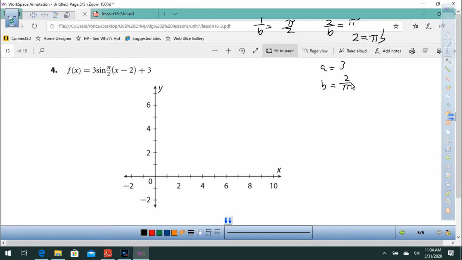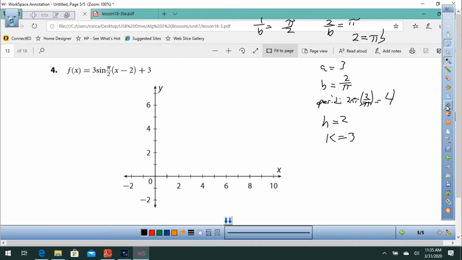Well, that ought to be interesting, because our period, remember our period is 2 pi B, which in this case is 2 over pi. Okay, so the pi's are going to cancel out. 2 times 2 is 4. So our period is 4. Oh, that's right. Now what about H? H is 2 and K equals 3.